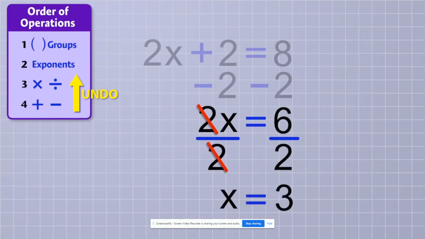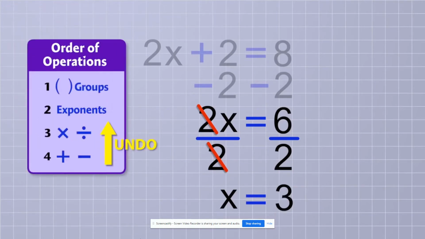There, we've solved the equation using the order of operations rules in reverse. And now we know that x equals 3. That wasn't so bad, was it? Let's try solving another simple two-step equation that has division and subtraction in it.